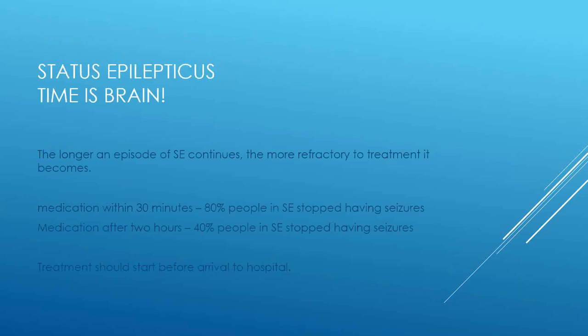The longer an episode of status epilepticus continues, the more refractory to treatment it becomes. If the medications are given within 30 minutes, 80% of people stop seizing. But if they are given after 2 hours, only 40%, so only half of that, respond to medication. It is very important to start treatment even before arrival to the hospital. The reason is that the brain cells change in a way that they no longer respond to medications. So the patient will require much higher doses of medication, or sometimes will not respond at all, if the medications are delayed.